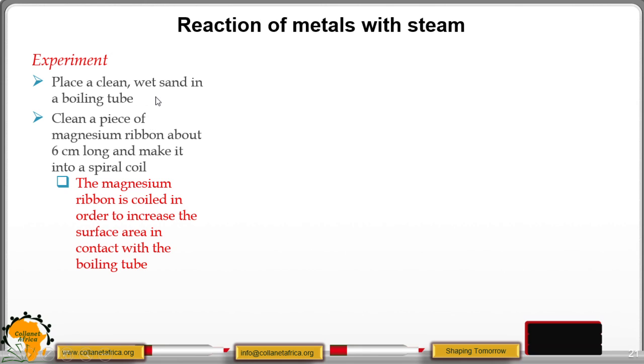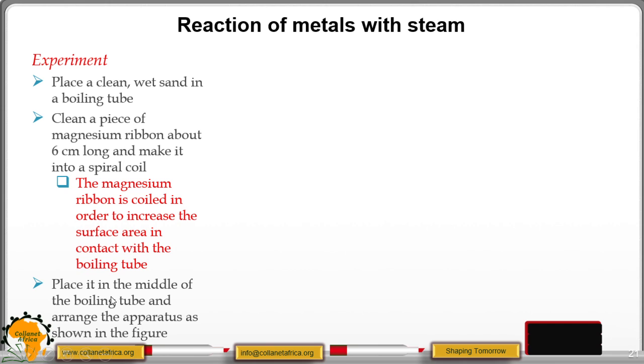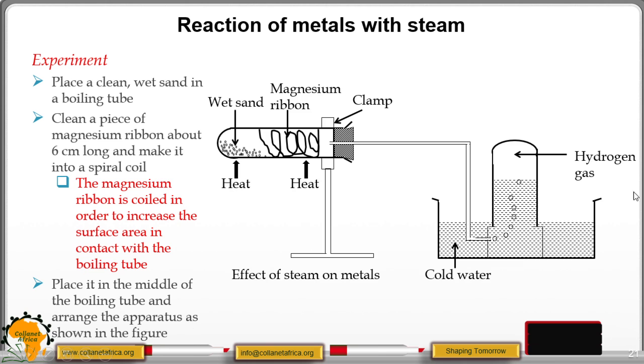So please place clean wet sand in a boiling tube. Clean a piece of magnesium ribbon about 6 centimeters long and make it into a spiral coil. The magnesium ribbon is coiled in order to increase the surface area in contact with the steam. Place it in the middle of the boiling tube and arrange the apparatus as shown in the figure alongside. This is the figure that is normally used in the reaction of metals with steam.